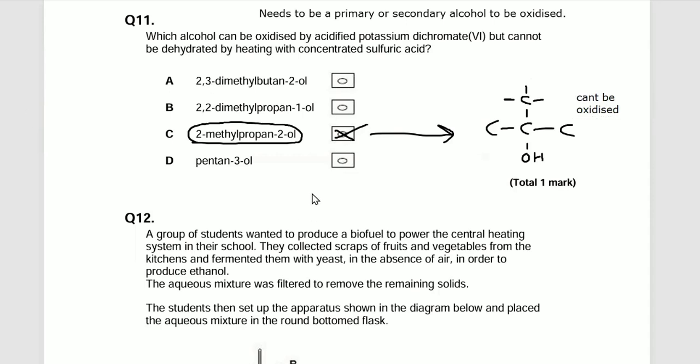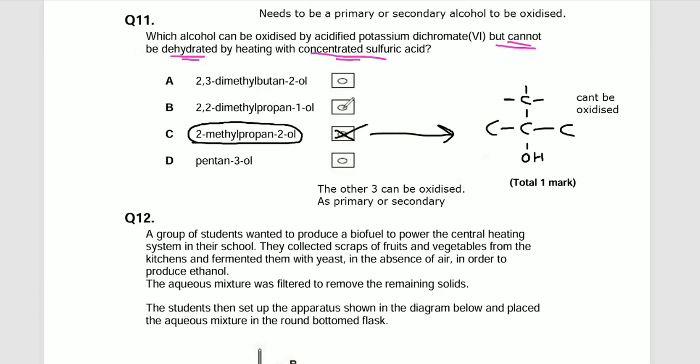So what this tells us is that A, B, and D are all primary or secondary alcohols, okay? And because they're primary or secondary alcohols, well, actually A looks tertiary as well, doesn't it? I might be wrong there. A does look tertiary as well, because look, it's got 2-ol and 2-methyl. Yeah, so A looks tertiary as well. So A definitely couldn't be oxidized, so that one's out of the picture.